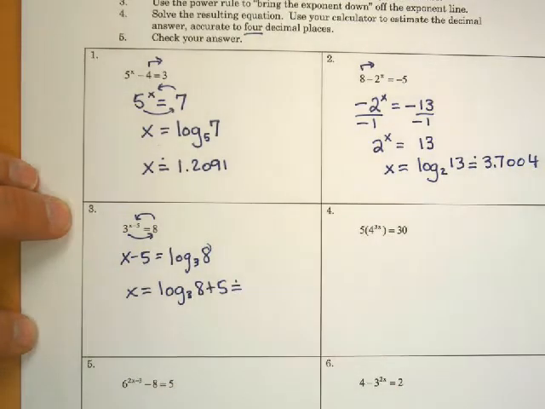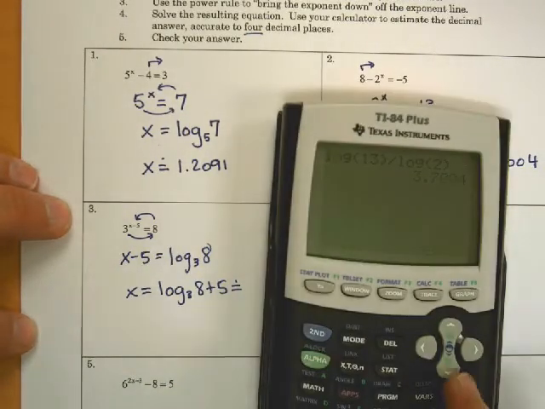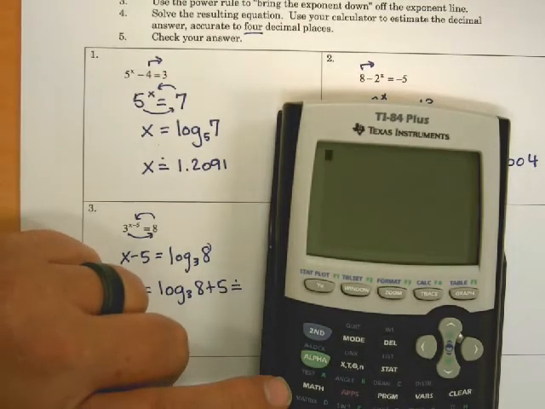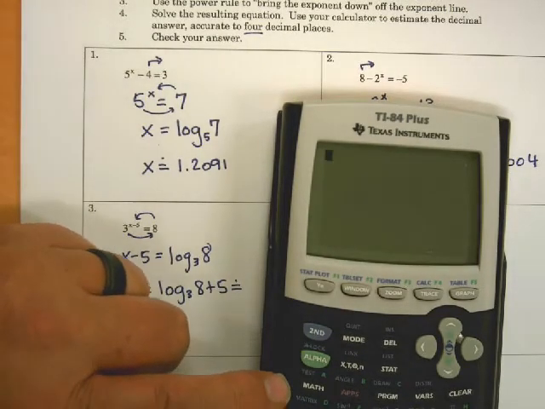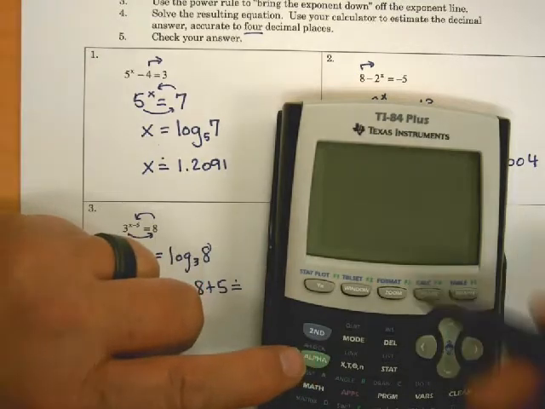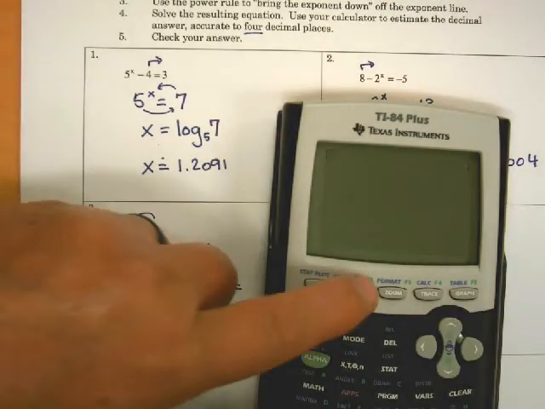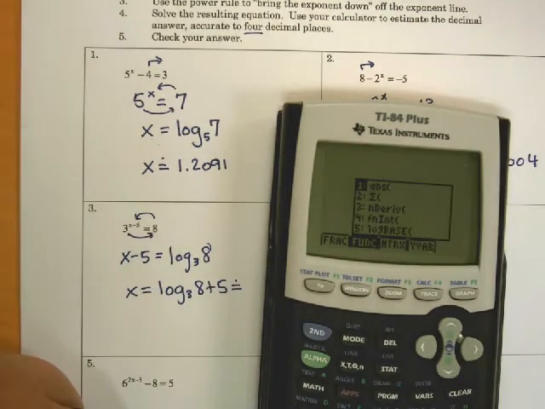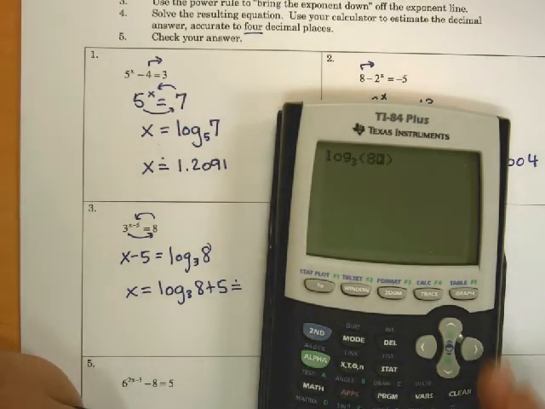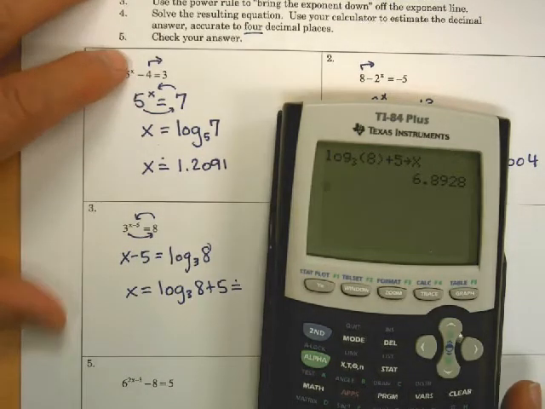And estimate the answer and store it as we do it. So you can do math alpha math, or the other way to do this here is the F2 menu, which is alpha window, and it's the 5th one down, alpha window 5. 3, 8 plus 5, stored for x as I find it. 6.8928.